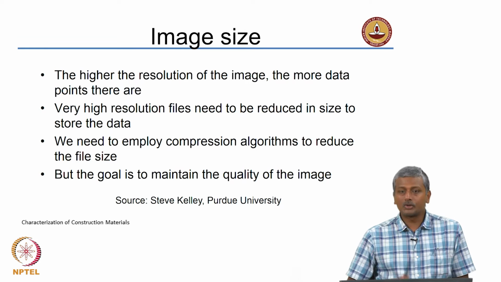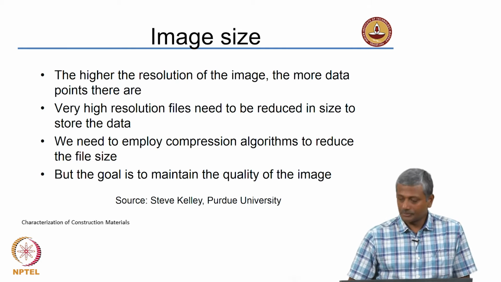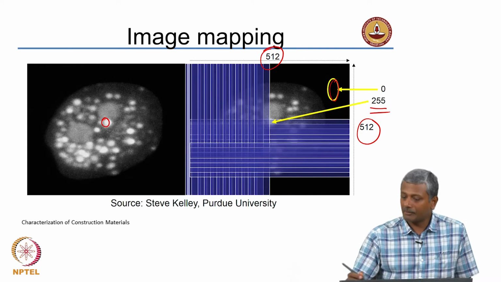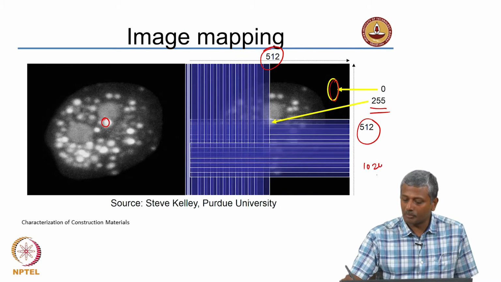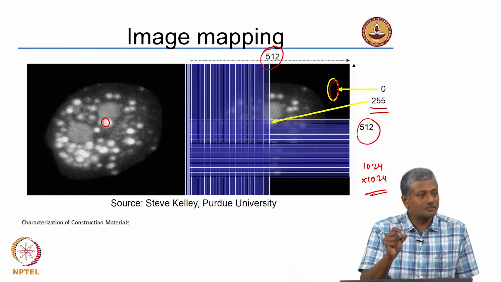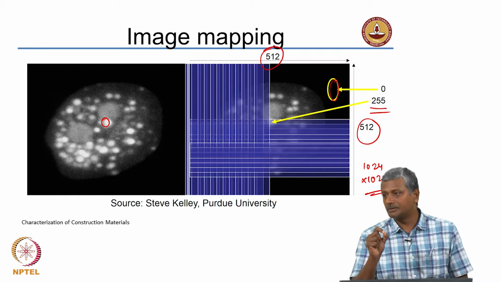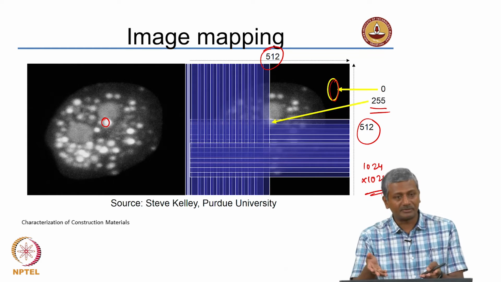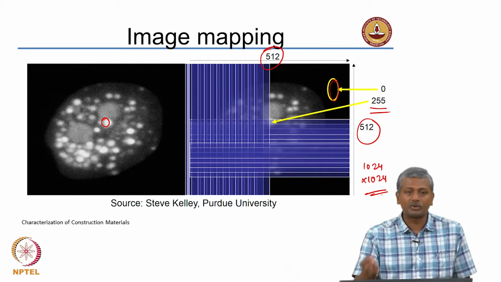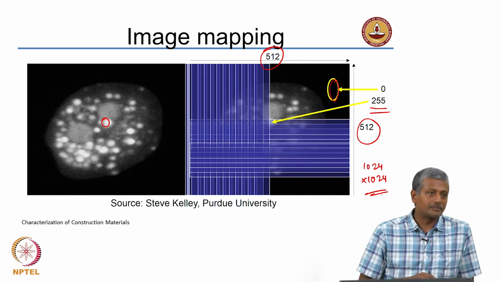So, the higher the resolution of the image, the more data points there are. So, supposing I take the same thing and have a 1000 by 1000 or 1024 by 1024, right, I am breaking it down into much smaller areas which are representing 1 pixel. The area is still the same, but I have more pixels, right. So, now my resolution has improved because I have put in more pixels for the same area. It is not magnification, remember, it is just resolution.